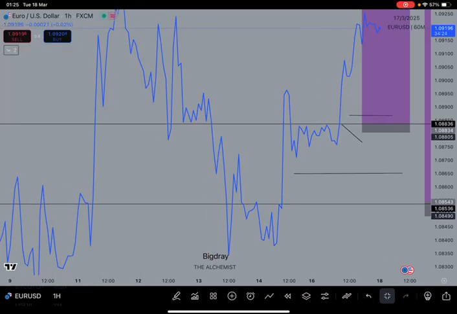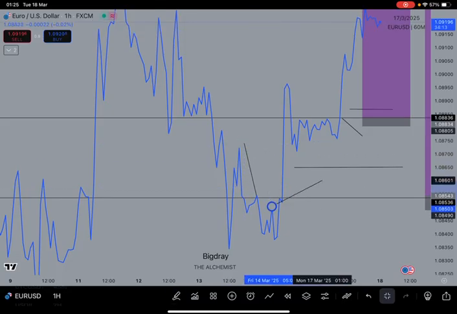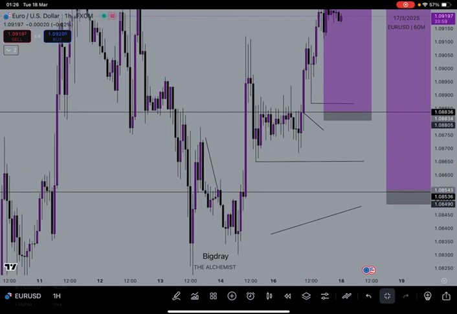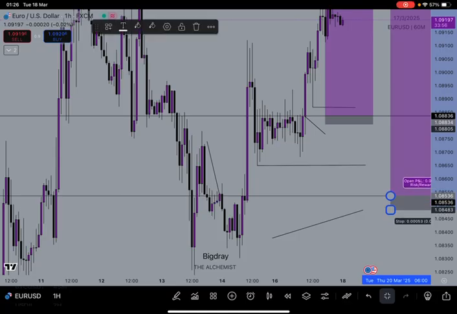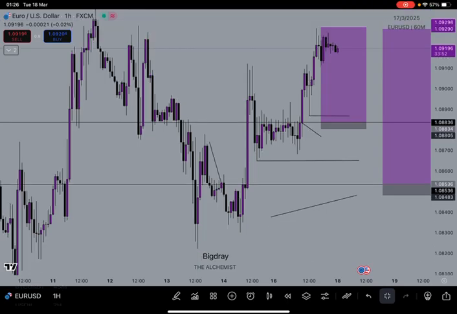You can see this is a resistance. This also is a resistance that was broken. This was the last bearish candle before all this bullish impulsive move. You can see the last bearish candle is black. Can you see it now? So that's where my entry is: the last bearish candle before the bullish impulsive move.